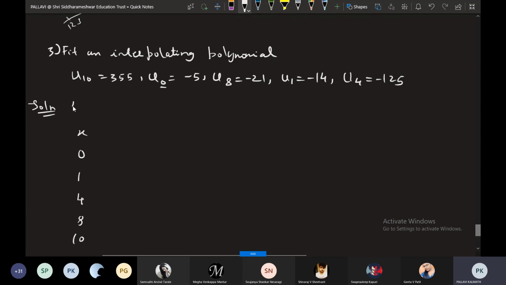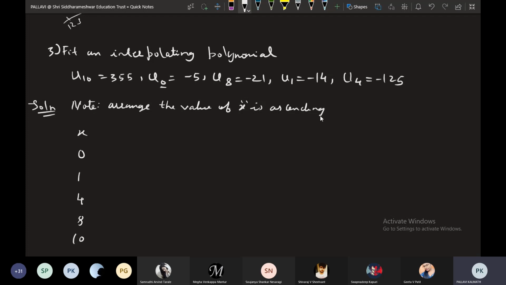So whenever you read your notes, you should remember what you have written or how solved. Okay, so you can write, arrange the values of x in ascending order. Value of x or you can say x. Right. Then the respective values of f of x also you write.